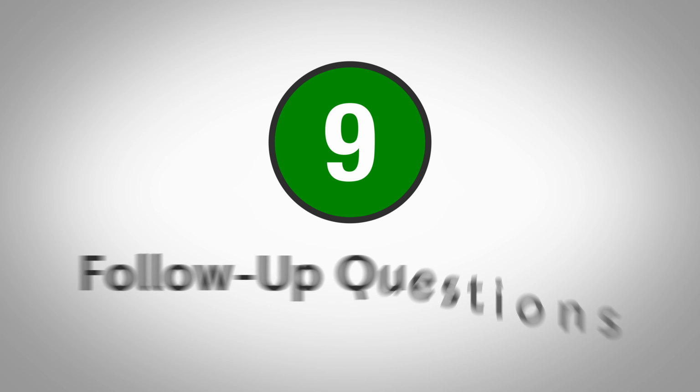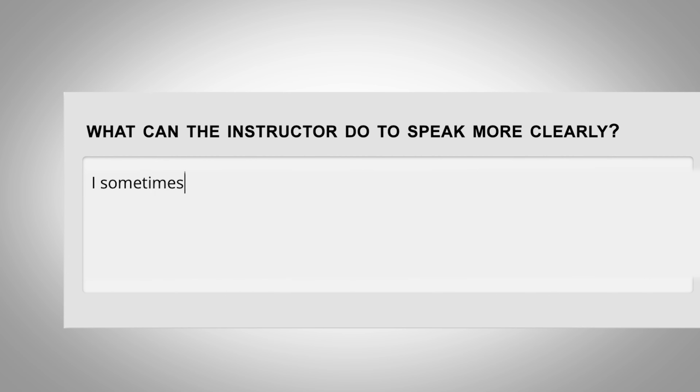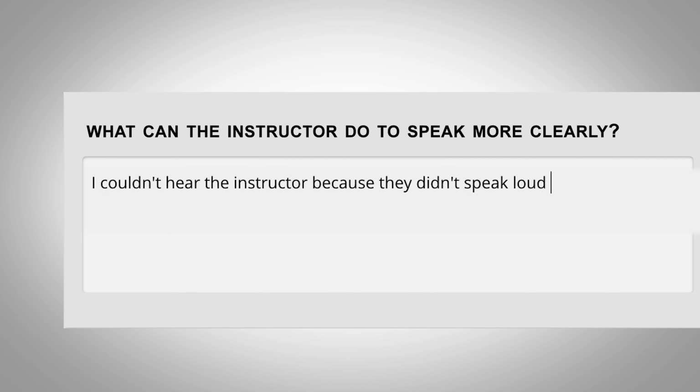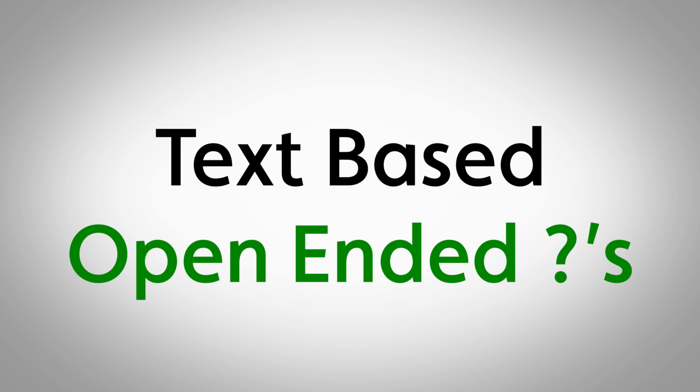Tip number 9. Add follow-up questions to surveys. For questions that received a poor rating or low score, it would be beneficial to uncover more information on why you received that score by adding a follow-up question. This can provide context to why a student made their selections, so instructors know exactly what to adjust. When soliciting feedback, the best questions to ask are text-based, open-ended questions.